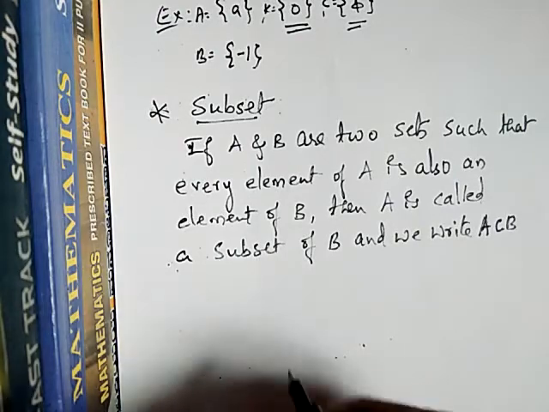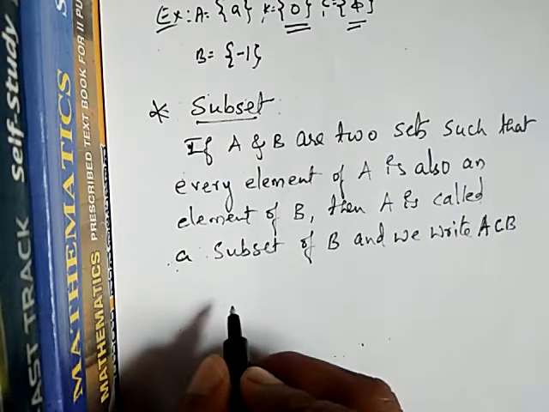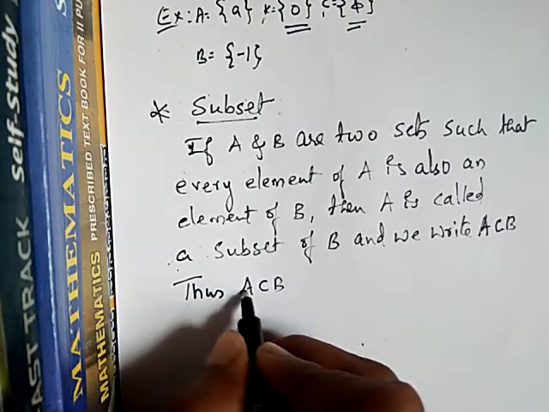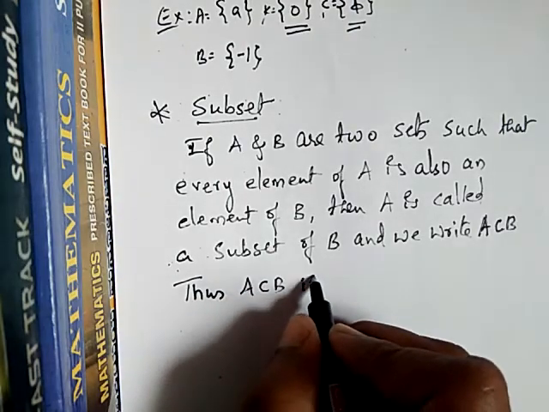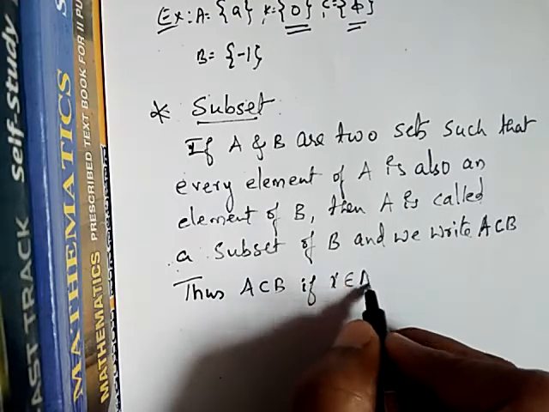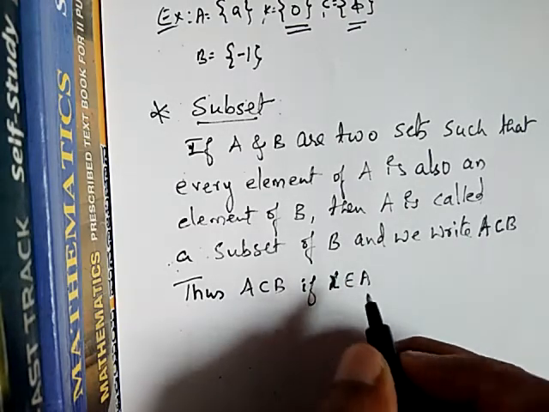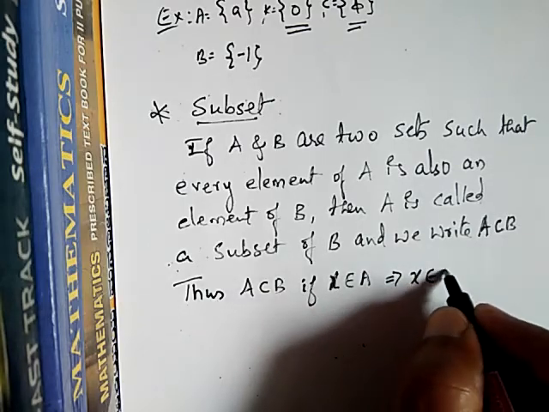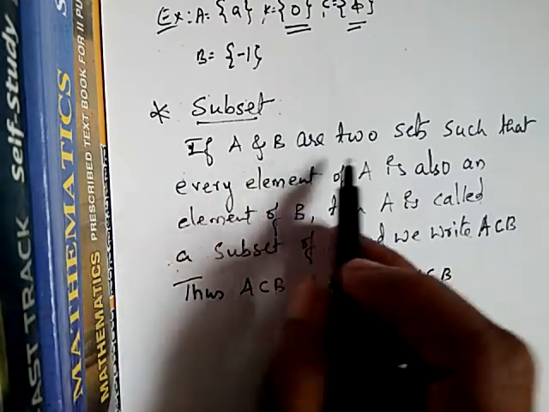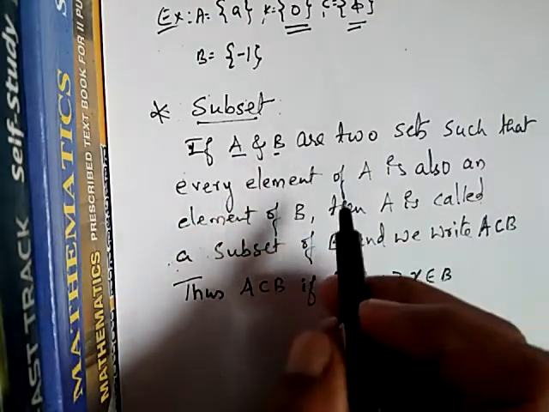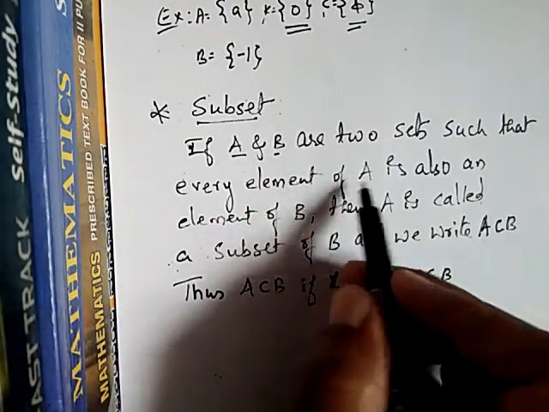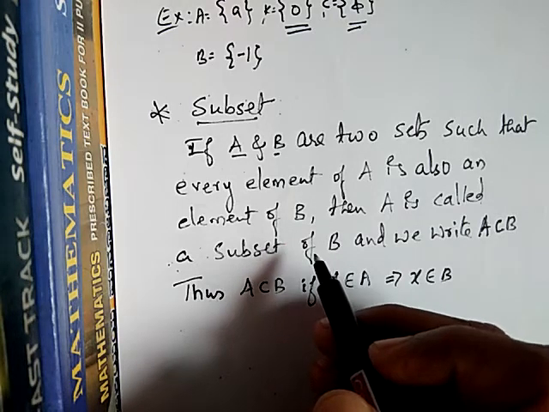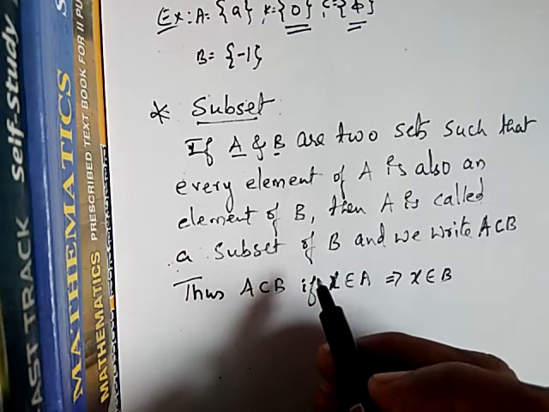Thus you can say in another way: a is a subset of b means if x belongs to a, it implies that x belongs to b also. Means if a and b are two sets, every element of a should be an element of b.